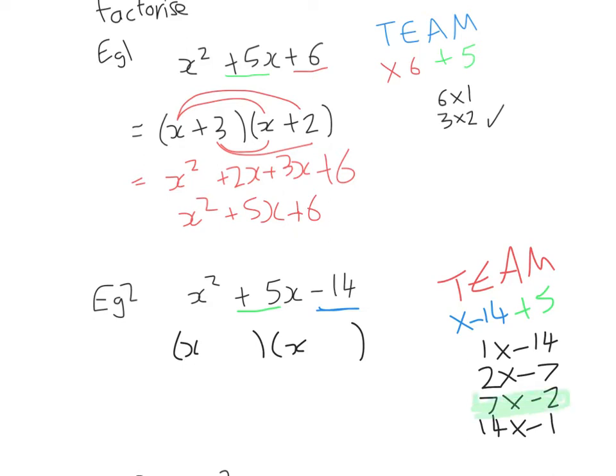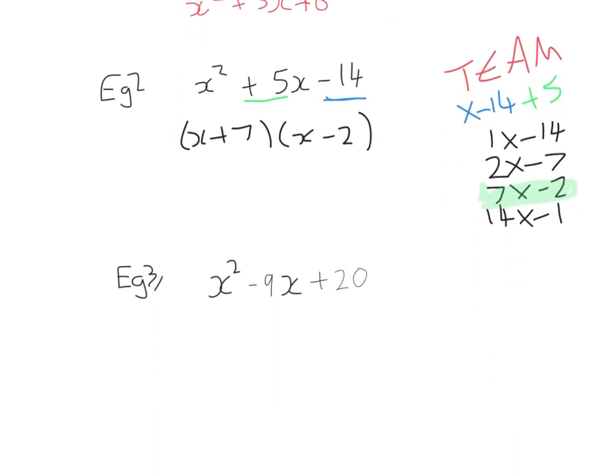It doesn't matter which order you choose. It would still expand out and give the correct answer. So plus 7 and minus 2. If you're not sure, expand it out like before and you should end up with this answer. Example 3.